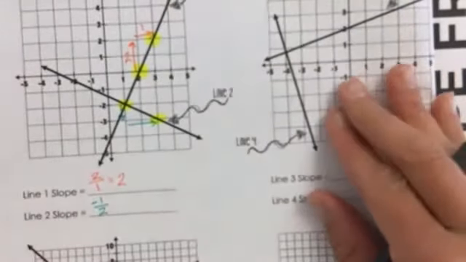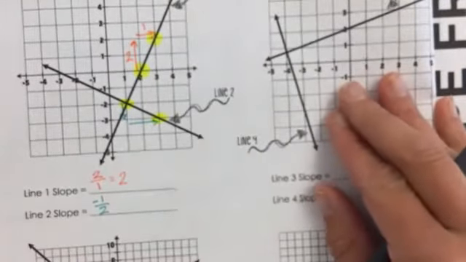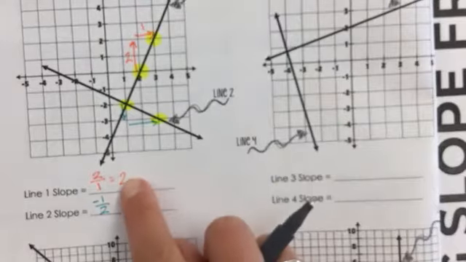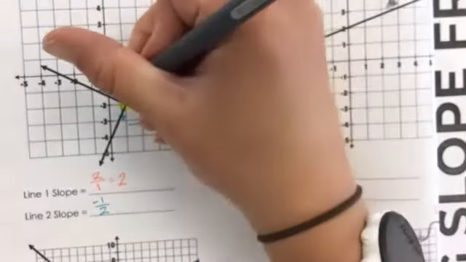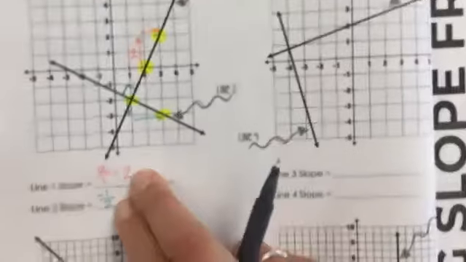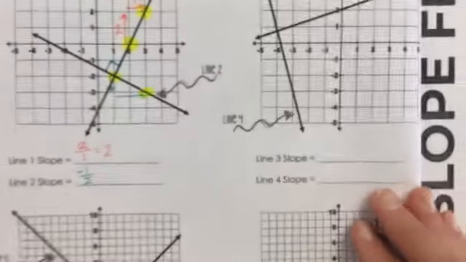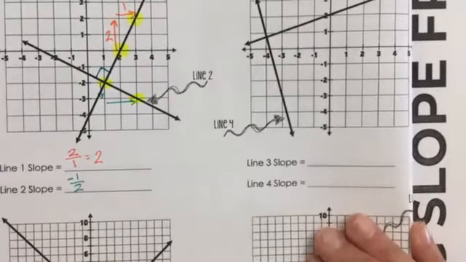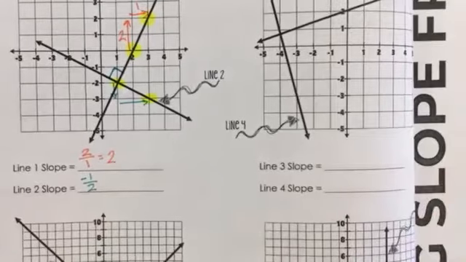Okay, and this is something that we'll talk about later on in our chapter, but I want you guys to pay attention to the fact that this is a perfect 90-degree angle. Look at our slopes. Look at the difference between them. Okay, so let's do line 3.